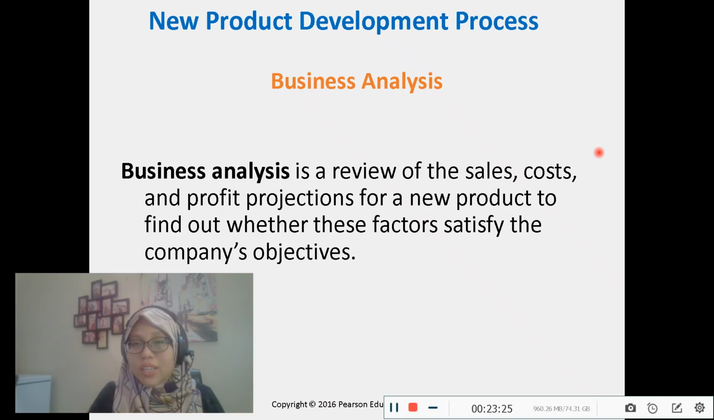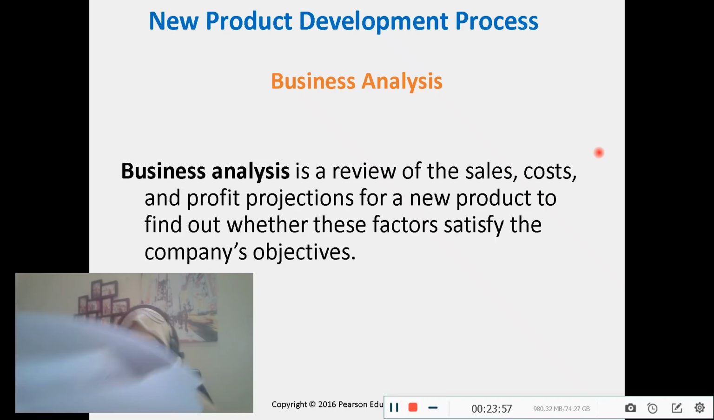Saya pernah beritahu dalam kelas, some of you see the attractiveness of orang adalah berdasarkan rupa ataupun bentuk badan ataupun daripada duit ataupun daripada kepandaian. So that's how you analyze the attractiveness of individual, attractiveness of people. But when you want to analyze the attractiveness of a product, you need to look into the sale cost and profit projections.